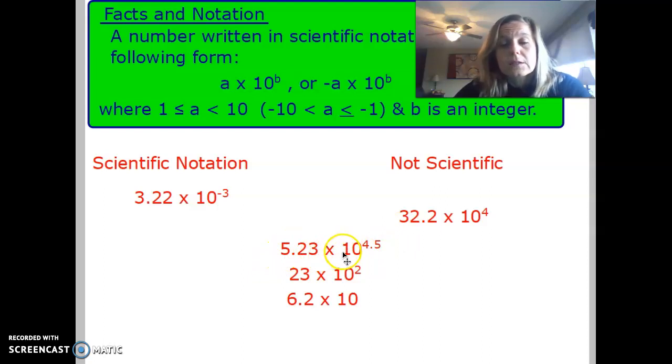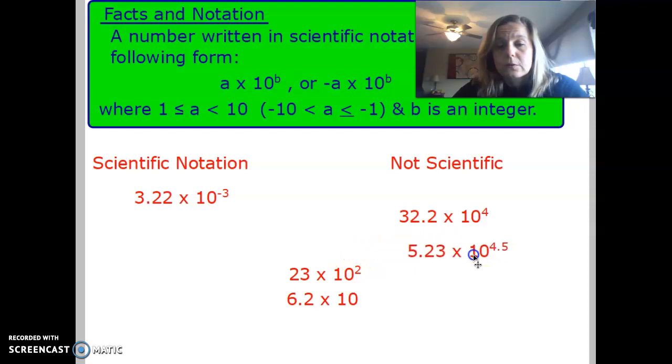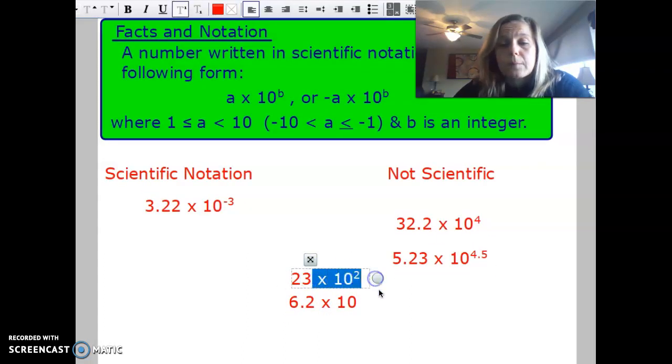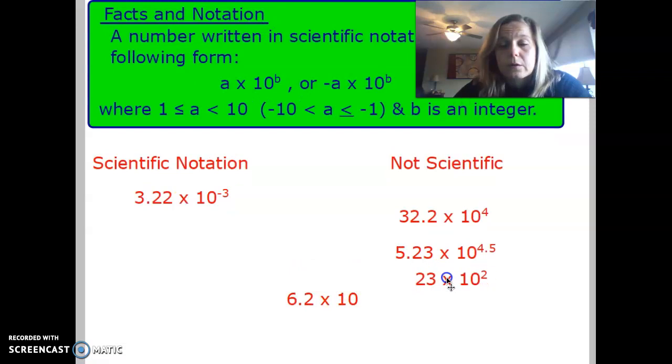5.23 times 10 to the 4.5. Think about it. There's only one number in front, which makes the first part correct. However, you cannot have a decimal for your exponent. Your exponents need to be integers. 23 times 10 to the second power. This is not, because again, even though we don't see it, our decimal point is behind the 3, which means there are 2 numbers in front of the decimal point.